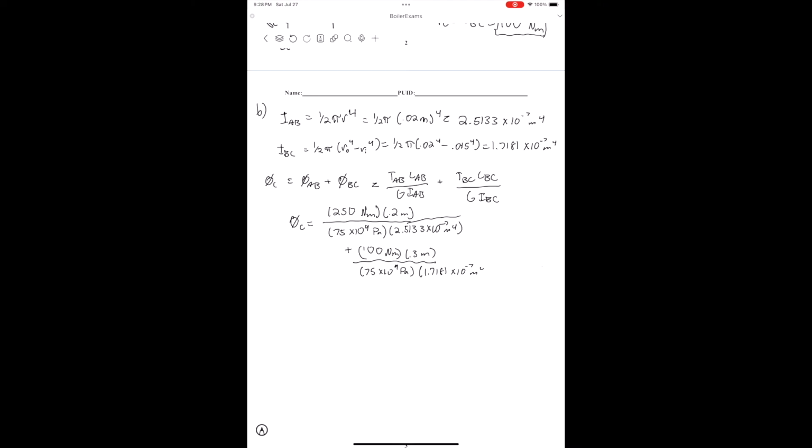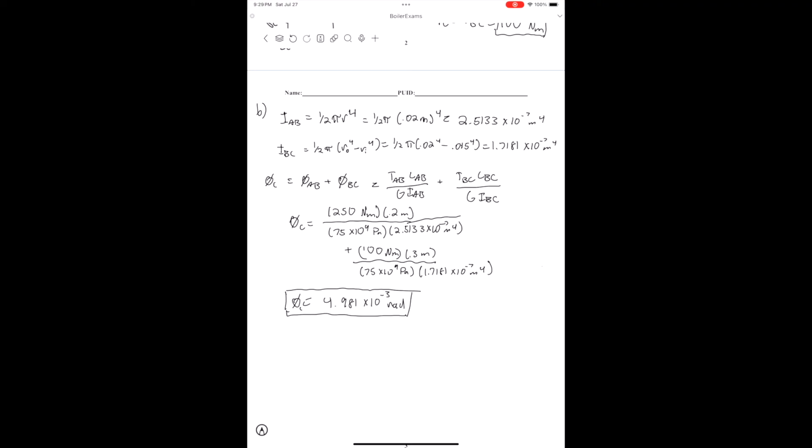And adding those together, we're going to get a total angle of twist of 4.981 times 10 to the negative 3 radians, because this formula gives us the angle of twist in radians. And there's our answer for part B.